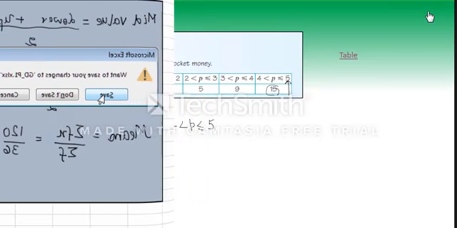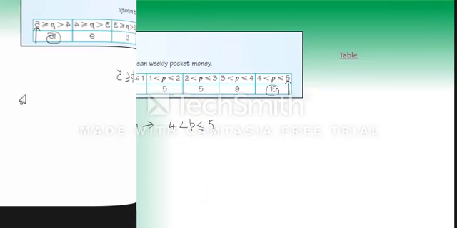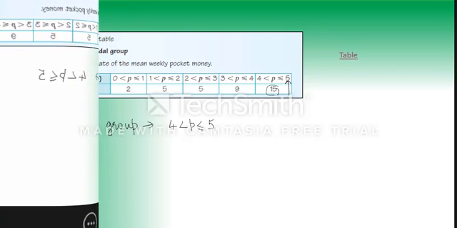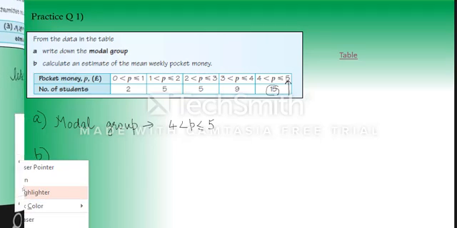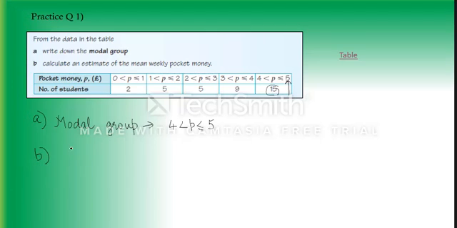Alright, now that we are back to our main question, let us just tabulate what we got in the Excel sheet. The mean when calculated in Excel came out to be 3.33. So which means the mean pocket money which is given to the students is 3.33 pounds.